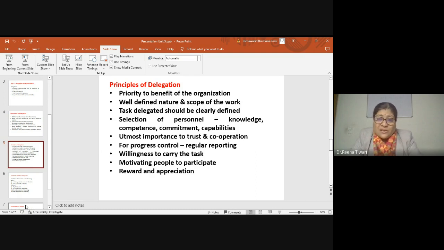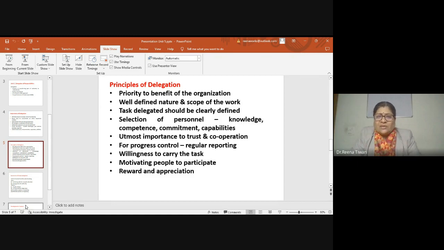Now, how to select a personnel? It depends upon the knowledge, competence, commitment, and capabilities of the individual subordinate or teacher. For example, if I want to delegate a task related to a science exhibition, obviously a teacher who has some experience of organizing such events, as well as a teacher related to the science subject, will be more important and more helpful for conducting such a competition. In case I want teachers to take the students for an educational trip, the teacher who is a very good planner, who has a very good rapport with the students, and who knows about that particular place, should be delegated the responsibility.